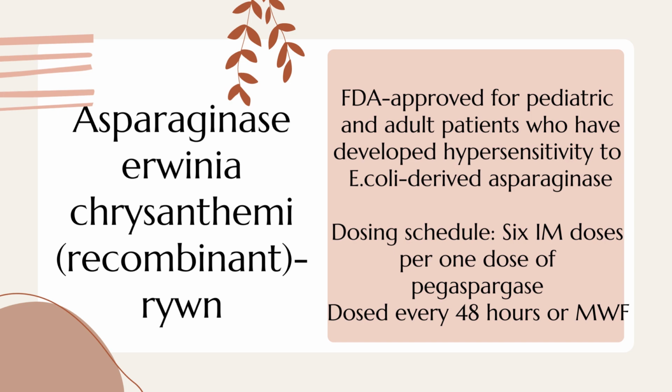Asparaginase Erwinia chrysanthemi is an FDA-approved product for pediatric and adult patients who have developed hypersensitivity to E. coli-derived asparaginase products. It is an intramuscular injection. 6 doses of asparaginase are equivalent to a single dose of pegylated asparaginase. It is dosed every 48 hours or on a Monday, Wednesday, Friday schedule.